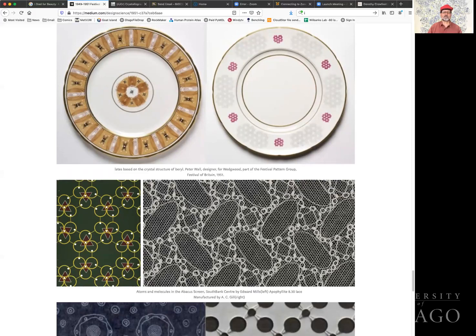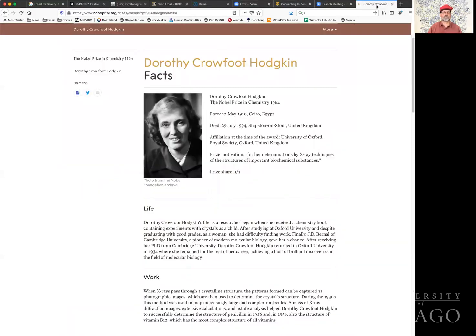One of the designs was based on Dorothy Hodgkin's Patterson map of insulin. This is the Nobel Laureate Dorothy Hodgkin, and some of the information about her getting the Nobel Prize for insulin. That Patterson map is shown on the virtual diagram behind me here.